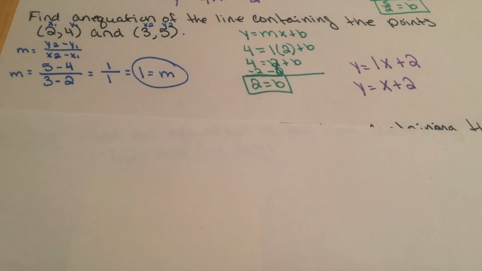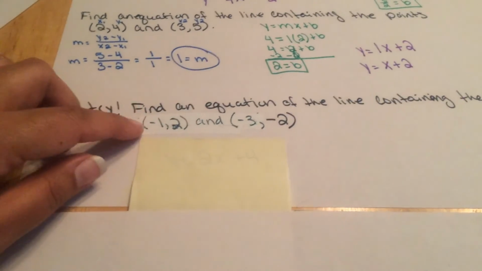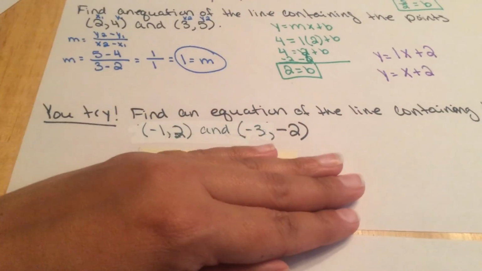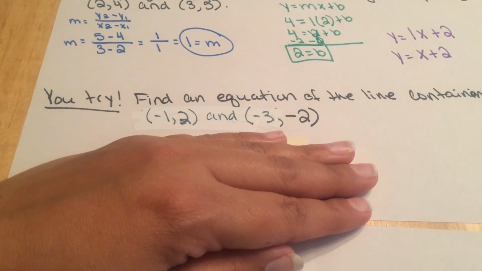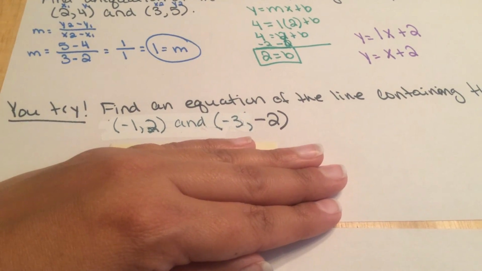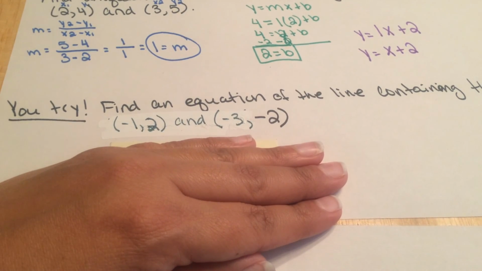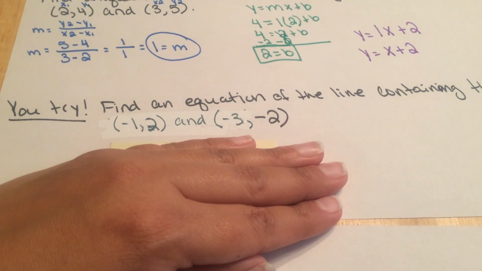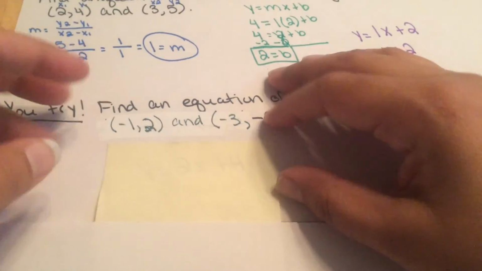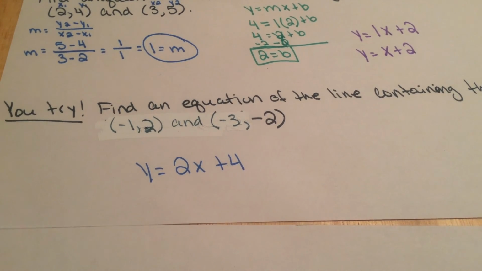All right, now you guys get to try some on your own. So the first one, and again, I apologize, I tried to white out with marker. Didn't help so much. Okay, so you guys need to find the equation of the line that contains the points -1, 2, that's a 2, and -3, -2. So pause the video right now and try it on your own. Did you get y equals 2x plus 4? If you did, yay, congratulations. And if you didn't, it's totally fine. It's something that we can work on in class.